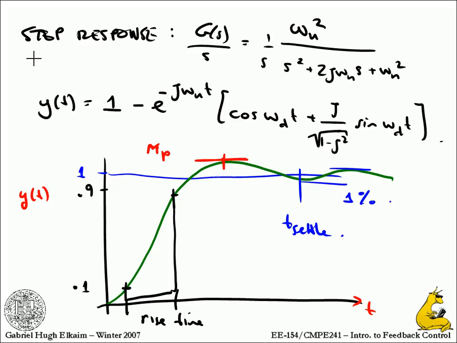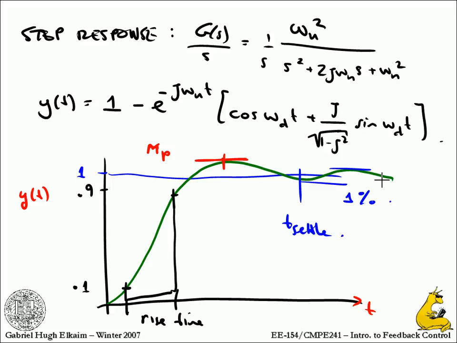We looked at the step response of a two-pole complex conjugate pair system, and we came up with G over S, 1 over S, this, which when we did the inverse Laplace transform becomes 1 minus e to the minus zeta omega n t times cosine omega d t plus zeta over the square root of 1 minus zeta squared times sine omega d t. So this is the full expression, and it looks something like this.